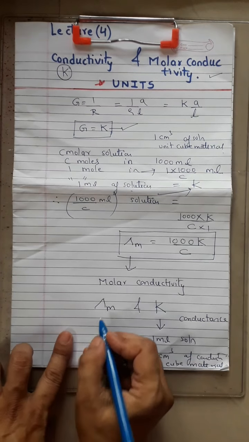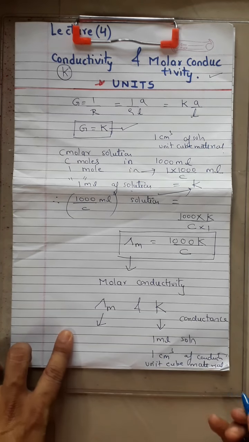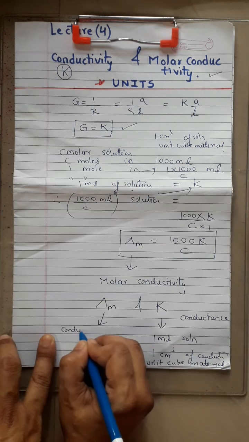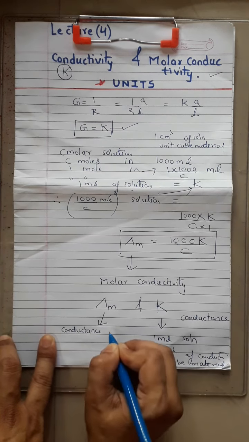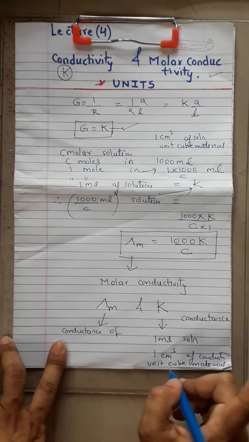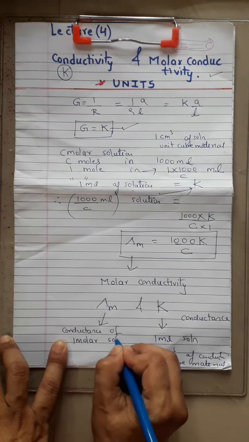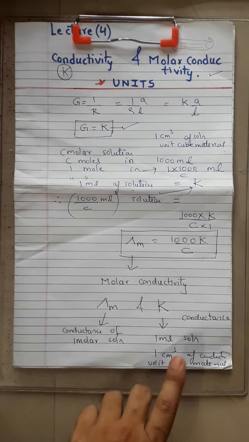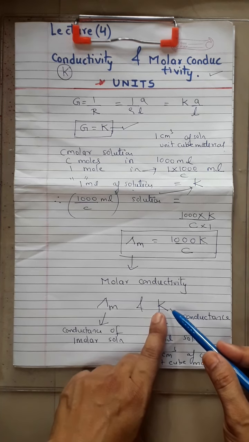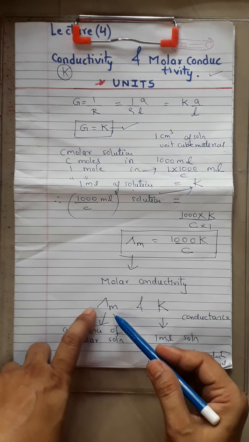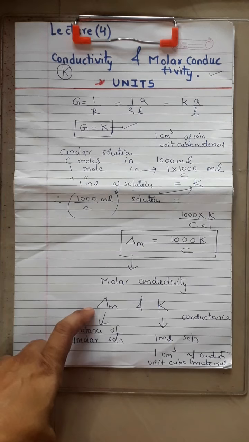But what is lambda m? Lambda m is known as the molar conductivity. It is the conductance not of 1 ml, it is the conductance of 1 molar solution. So pay attention to this: conductivity is for 1 ml and molar conductivity is for 1 molar solution.